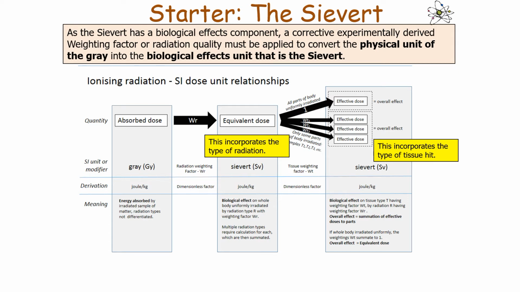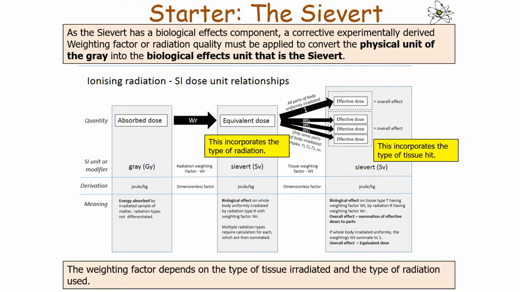So we've got our absorbed dose, which is the Gray, but when we incorporate our radiation weighting factor, which links into the type of radiation used, and we link it into the tissue weighting factor, the factor caused by where that radiation hits, it will turn your Gray into the Sievert. So the weighting factor depends on the type of radiation and the type of tissue irradiated.